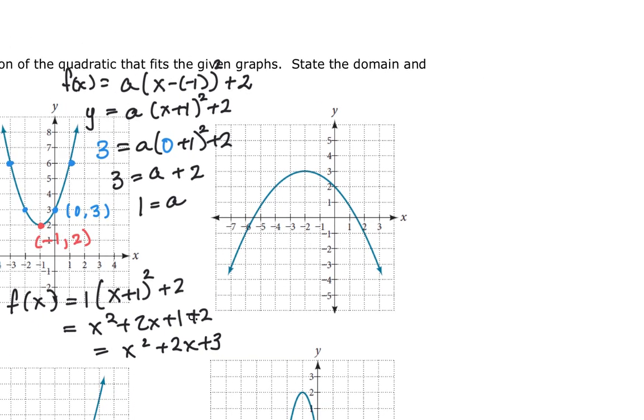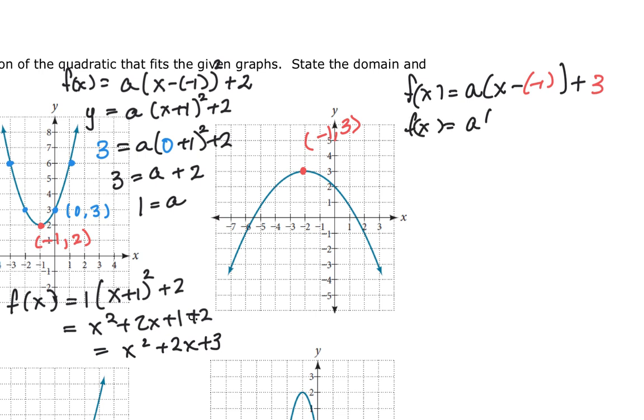So on this next one, this is C. I have a vertex right here. My vertex is (-1, 3). So I'm going to start building f of x is equal to, I have some a, I have x minus, using my colors this time, -1, plus my 3. So you can see where the vertex goes. Just going to clean this up a little bit. f of x is equal to a times (x plus 1) squared plus 3.